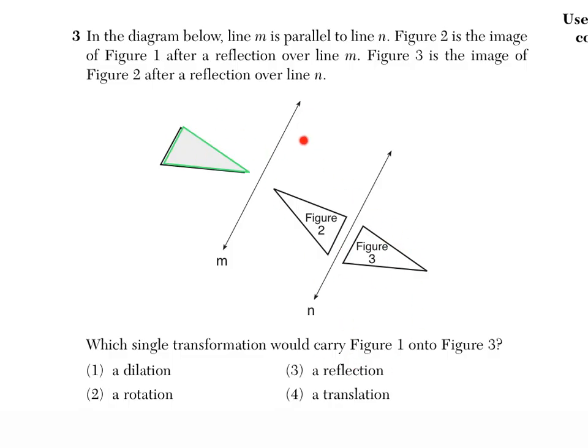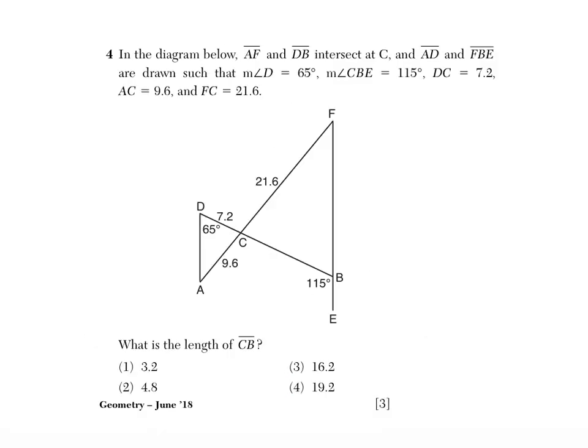A reflection, nope. But what I do know is that a translation would work because I noticed that 1 and 3 have the same orientation. They're just in different locations. So it's just shifting from here to here. And the correct answer is, of course, option 4, a translation.